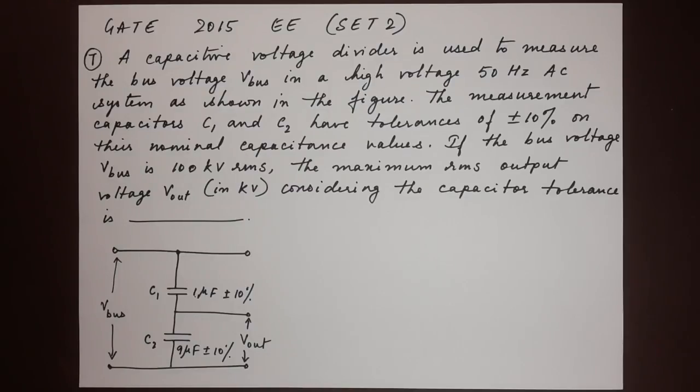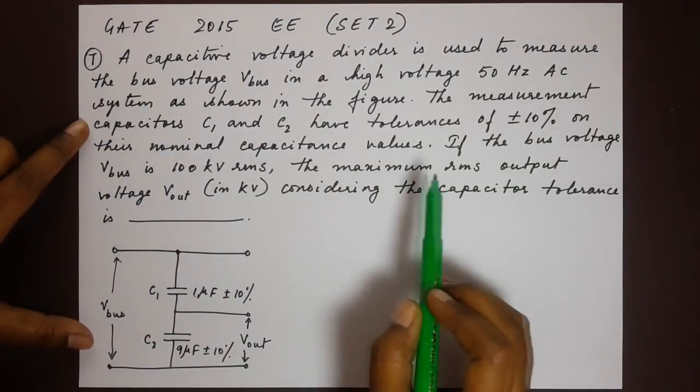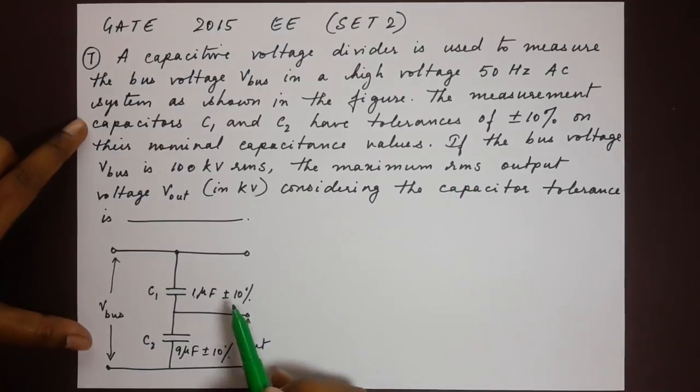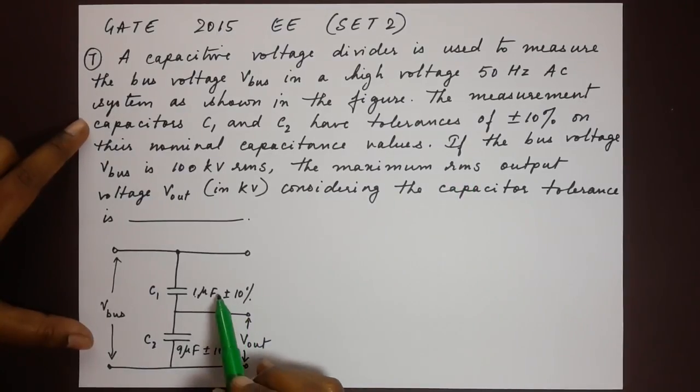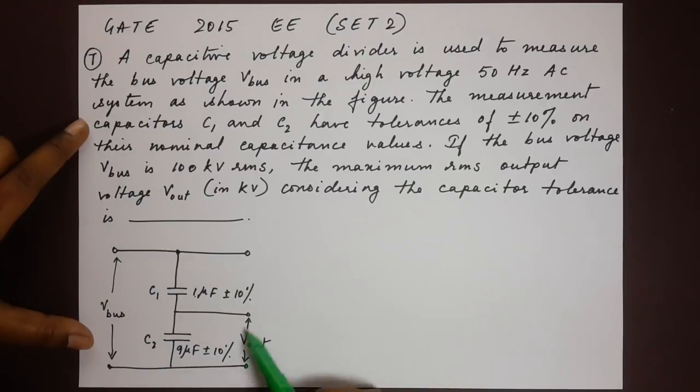Now the first step is to take the tolerances into consideration. The question says maximum RMS output voltage. For the RMS voltage to be maximum, we need to make sure which sign to use for each of these two capacitors. Vout is the voltage across capacitor 2, which means that the tolerance here must be least. So it's minus 10% here, and here it is positive 10%. This is to calculate the maximum voltage output.